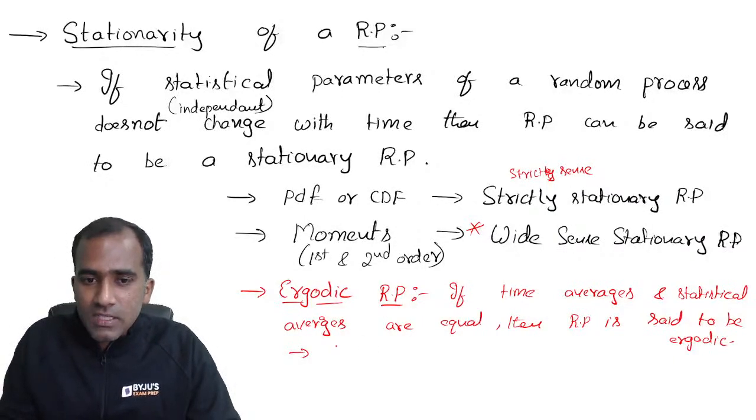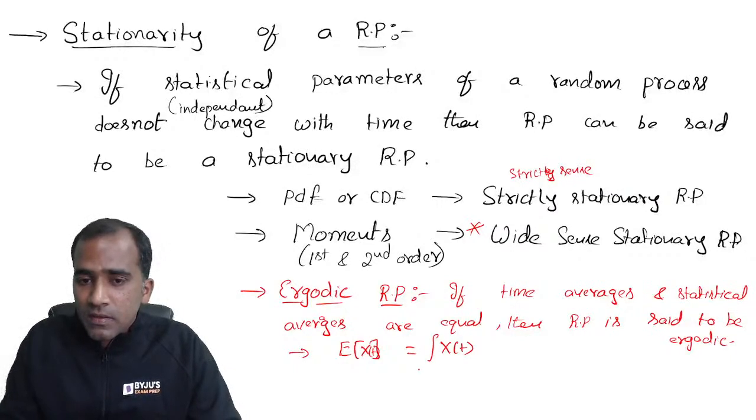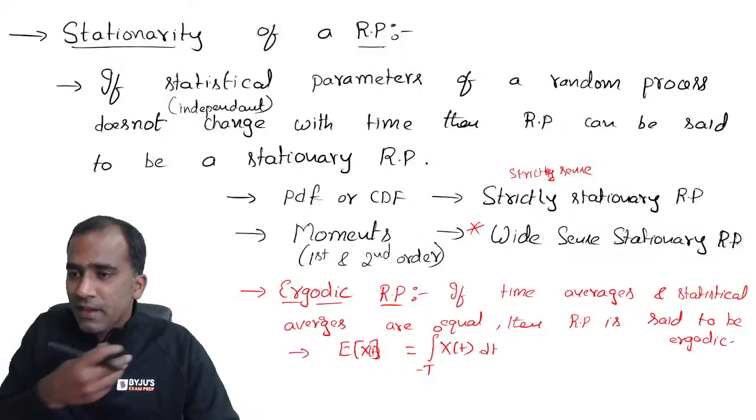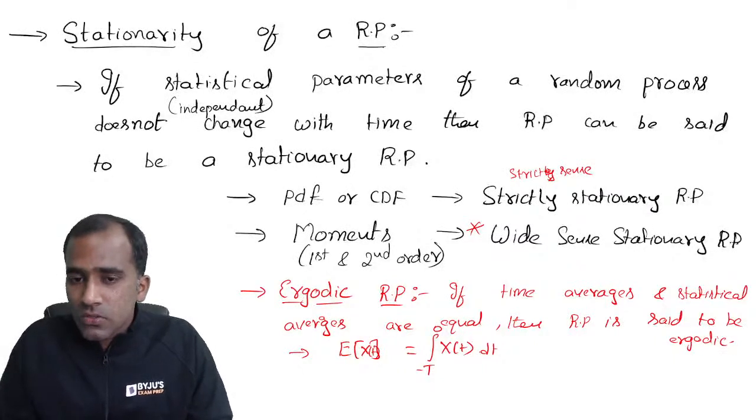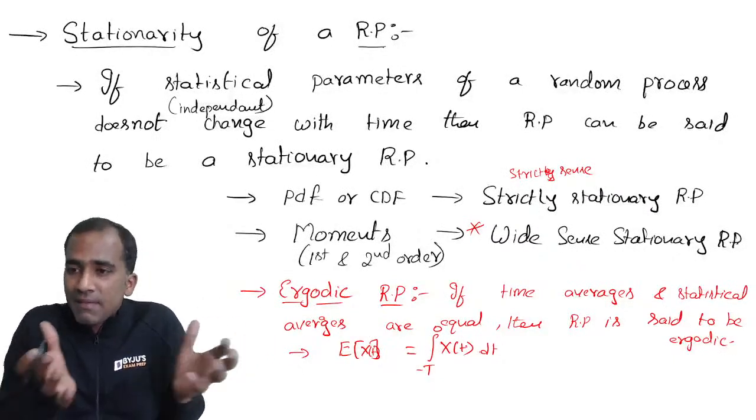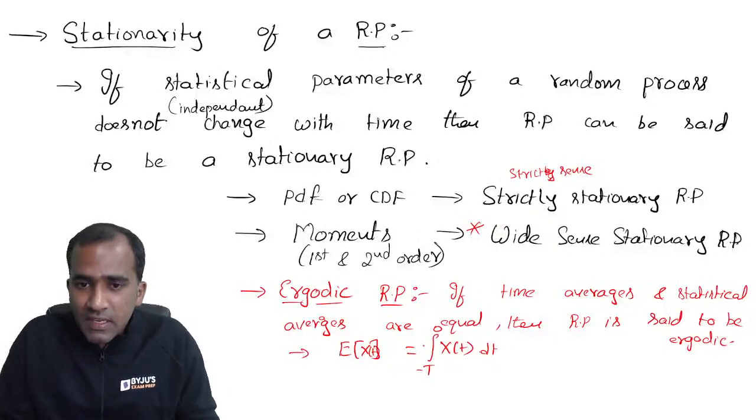Or I'll just tell you this. Expectation of X is the statistical average. If this is the same as the time average, expectation of x of t, where you take the time average over the last t seconds, from minus t to 0, that means right now, till now, whatever has happened, we know those values, right? So this is the time average. Whatever has happened in the past, I'm averaging it, and since we have collected for t seconds, it will be divided by t.